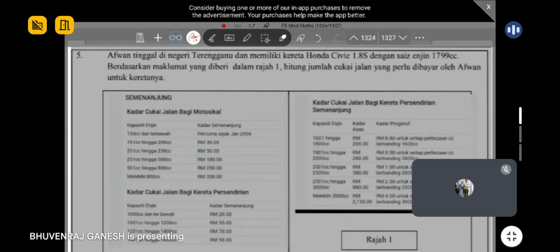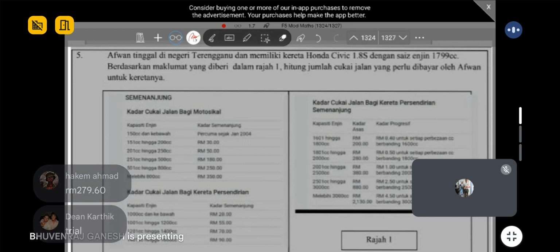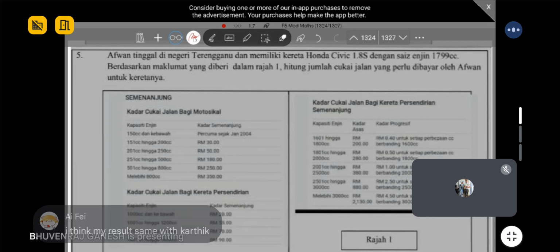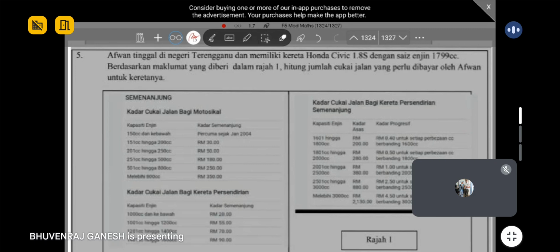Let's say something happened in the country and SPM tak boleh dijalankan, you cannot sit for SPM. Which grade are they going to refer to, guys, to send you to university if SPM cannot go through? Trials. That's why trial is important. If SPM cannot happen in our country, trial is a very important backup.